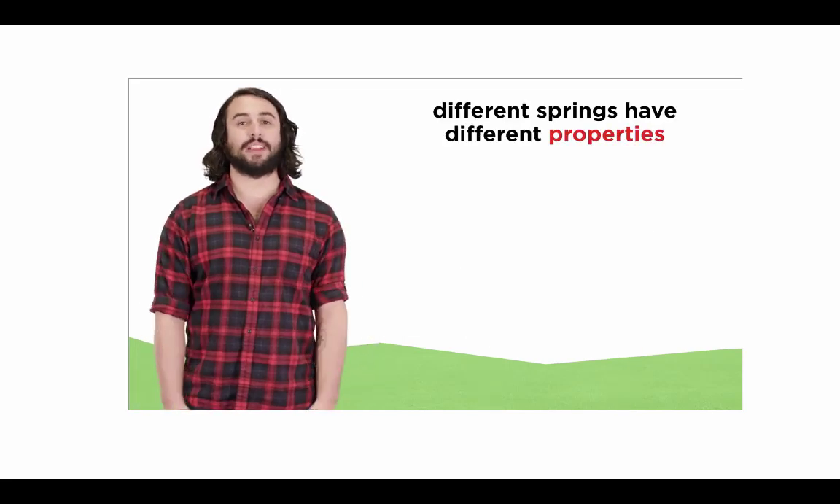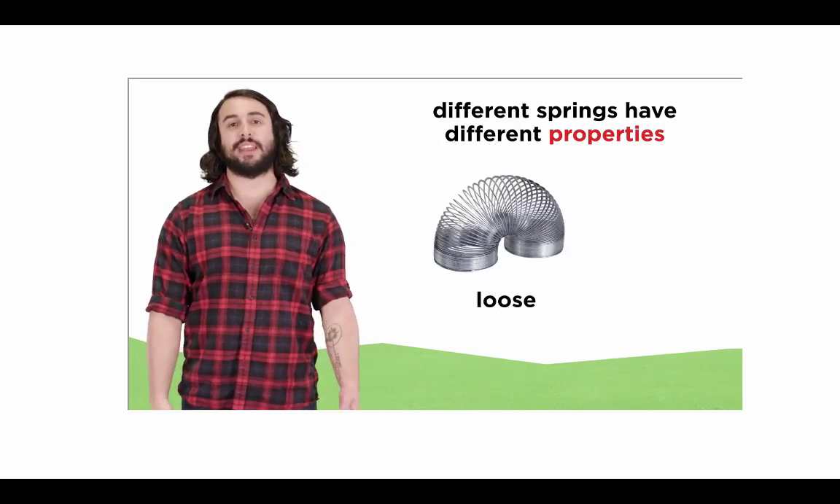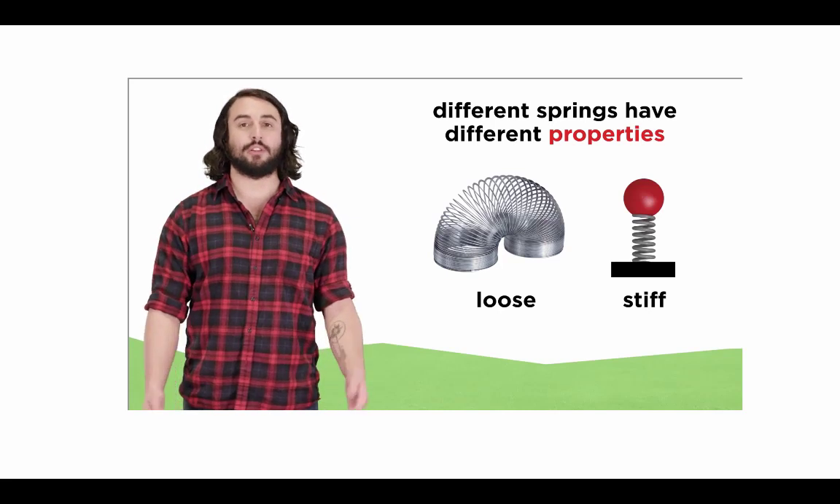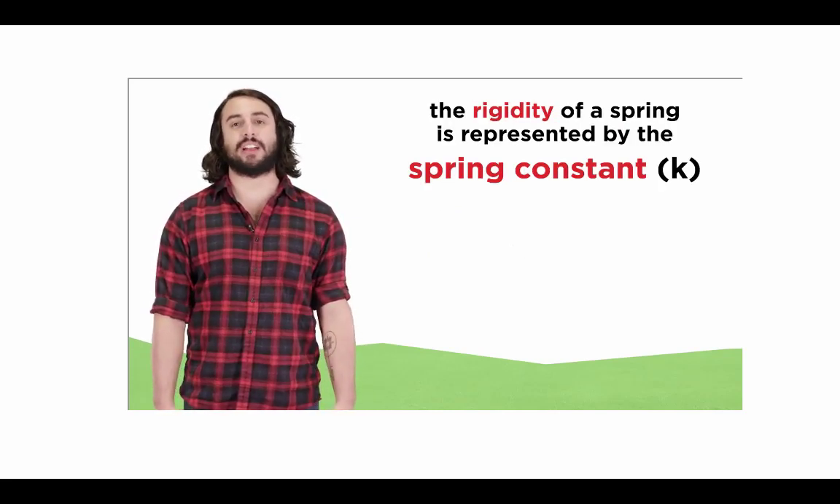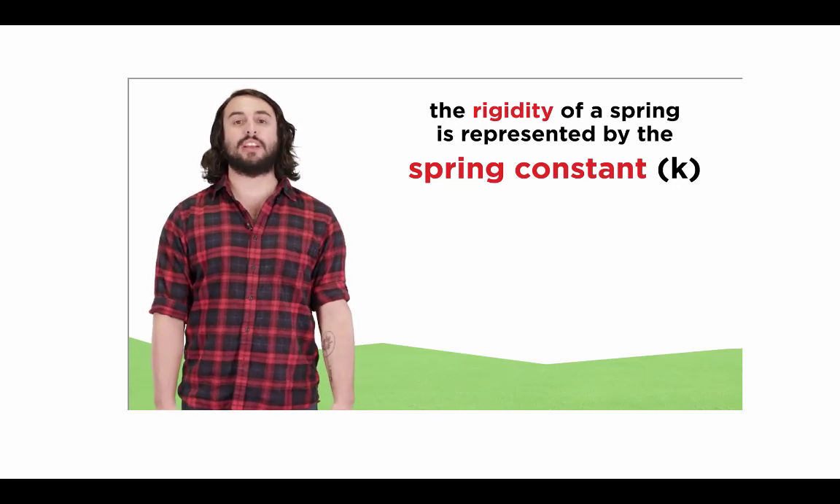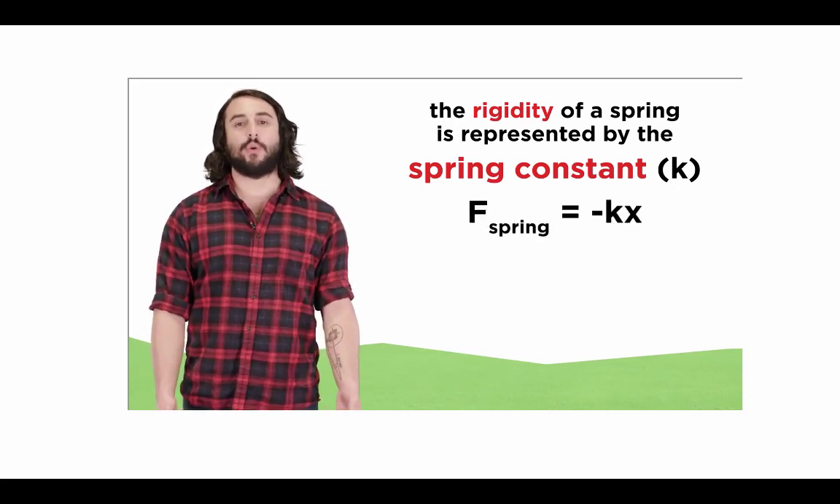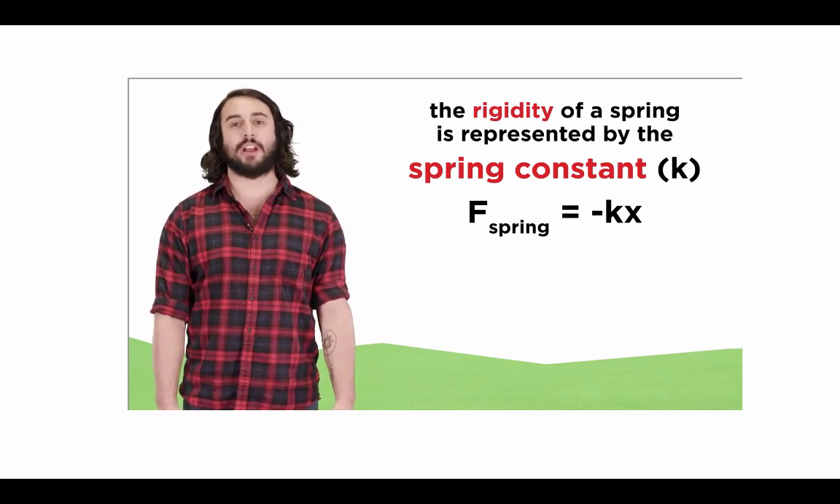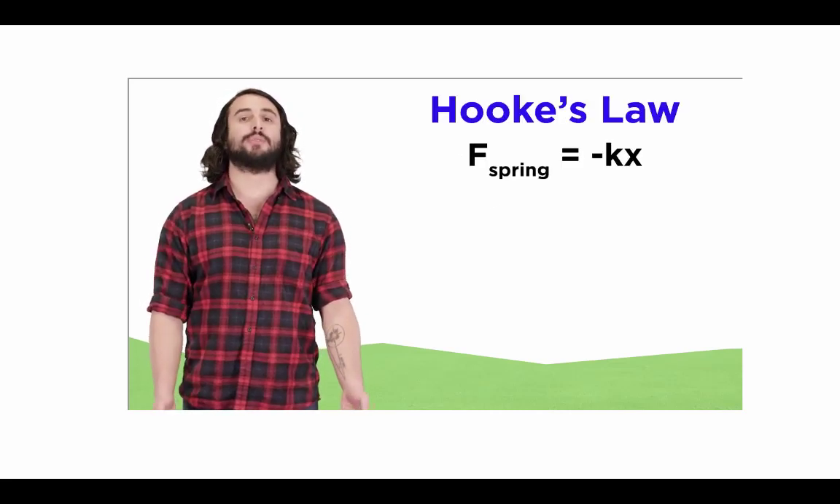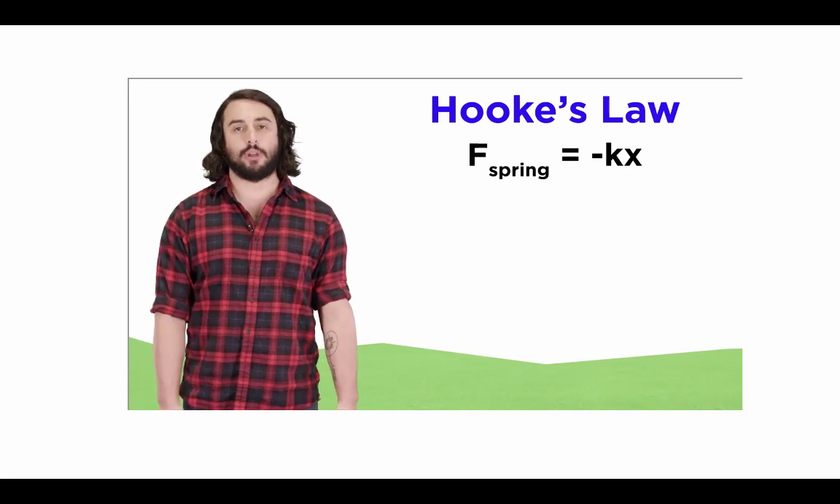Of course, every spring is different. Some are loose, like a slinky, and some are stiff, like the spring that launches a pinball into play. This factor is represented by the spring constant k, which will be unique to a particular spring. The force that a spring can exert is equal to negative k times the displacement of the object it acts upon, and this relationship is called Hooke's law.